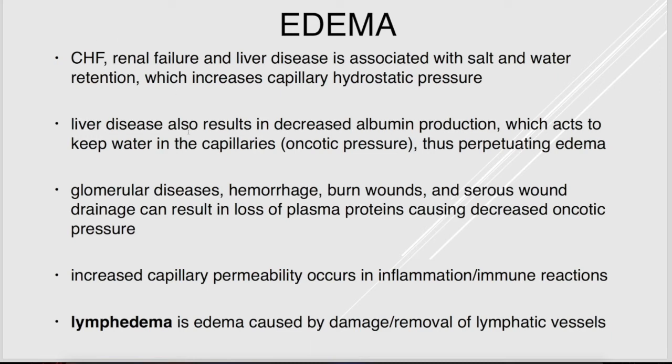Now, liver disease results in decreased albumin production because albumin is produced by the liver. The liver is really important for increasing capillary oncotic pressure, so if it's not there, this perpetuates edema. Any loss of plasma proteins will decrease oncotic pressure and be a factor in the formation of edema. Like I said, increased capillary permeability occurs in inflammation. And then lymphedema is caused by damage or removal of lymphatic vessels. This could be due to things like tumors or radiation or removal. I use the example of a unilateral mastectomy. You can really see lymphedema in those cases.